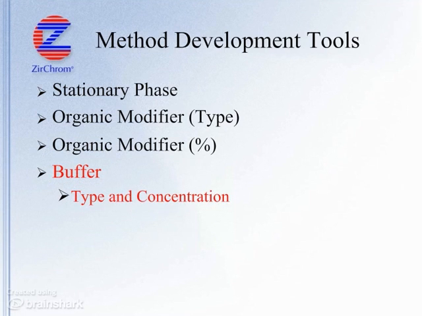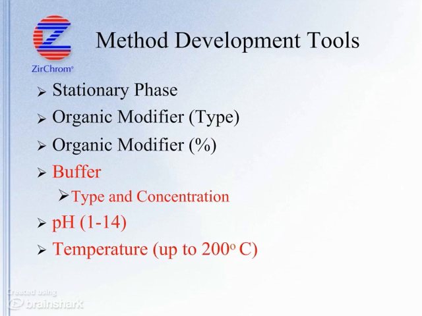Selectivity can be adjusted using buffer type as well as buffer concentration. The stability of the phase allows for the use of the entire pH range from 1 to 14, as well as temperatures of up to 200 degrees Celsius with our carbon-clad zirconia phases.